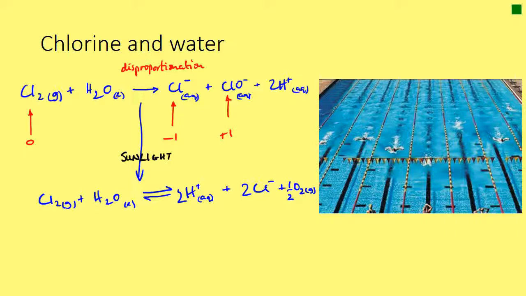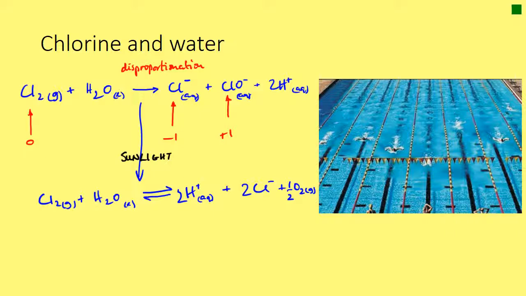And in fact, if there was a lot of sunlight involved, chlorine can oxidize water, which is quite interesting. And if it were to do so, it would look like this. Again, we've got some chlorine gas plus some water, and this is an equilibrium reaction because the equilibrium is way over to the left. So it's not by any means a complete reaction.